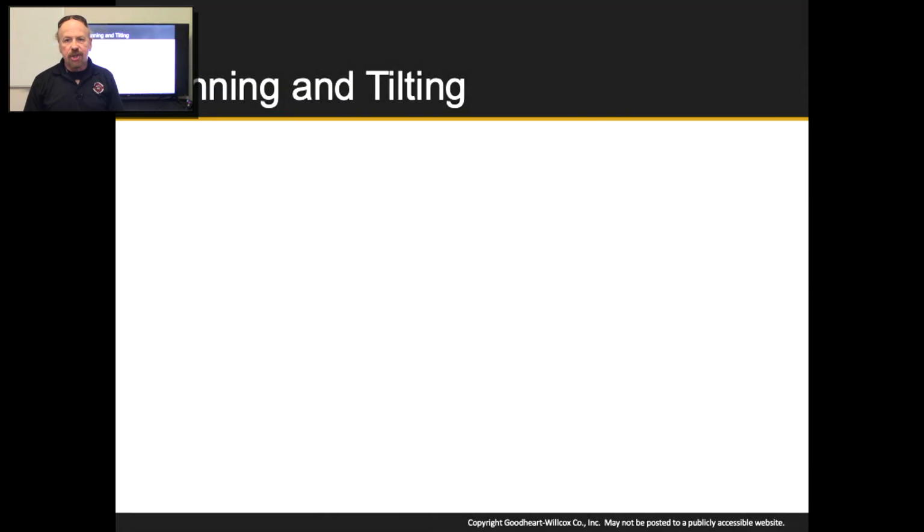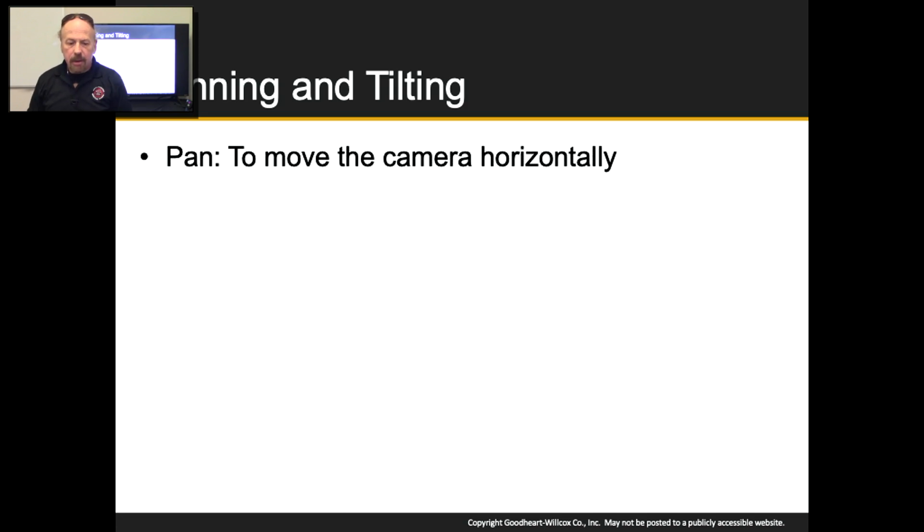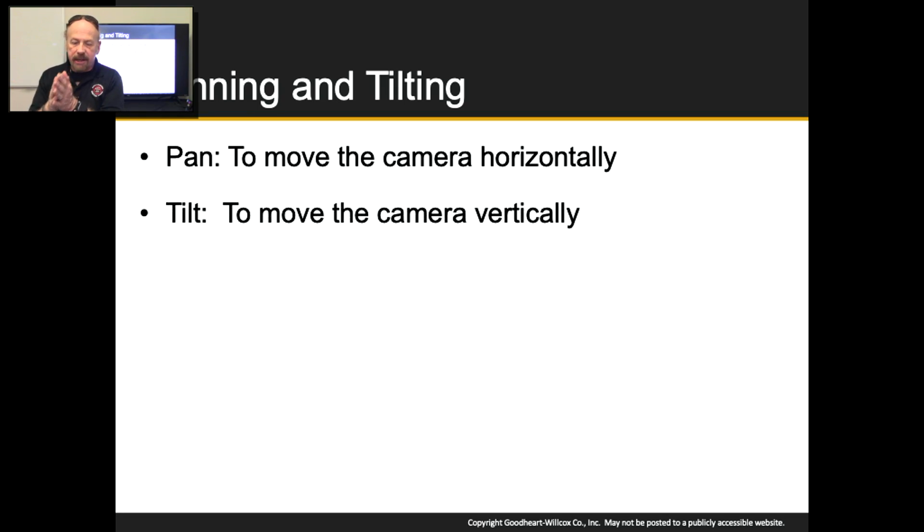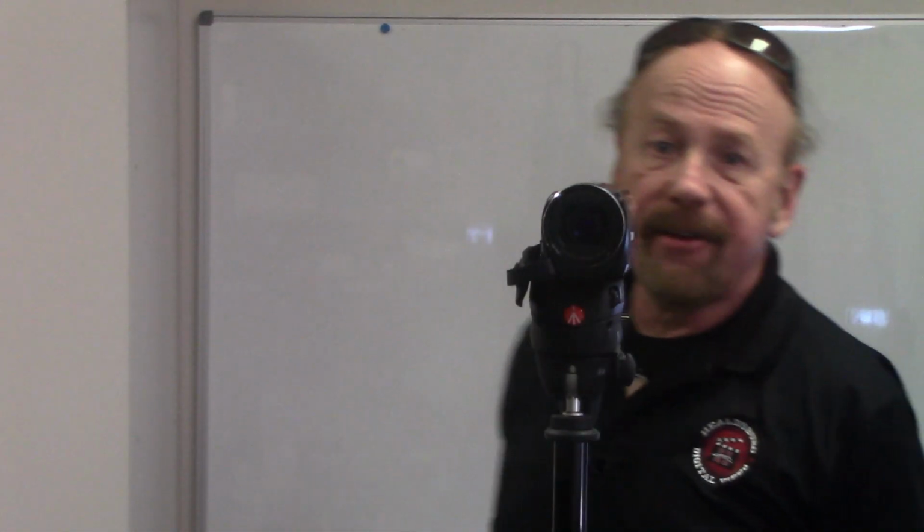All right, so two terms you need to know. Panning and tilting, write those down. Panning and tilting, to pan or to tilt, okay? So, to pan is to move the camera horizontally this way, okay? You don't pan up and down, you pan horizontally. Tilting is moving the camera vertically, okay?